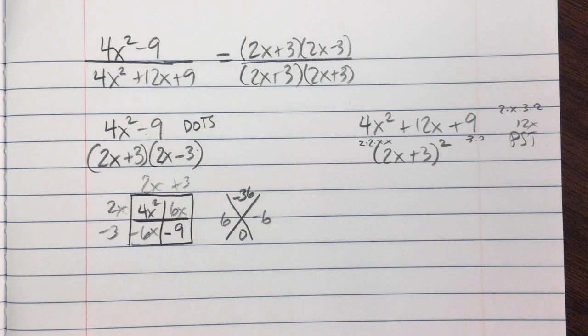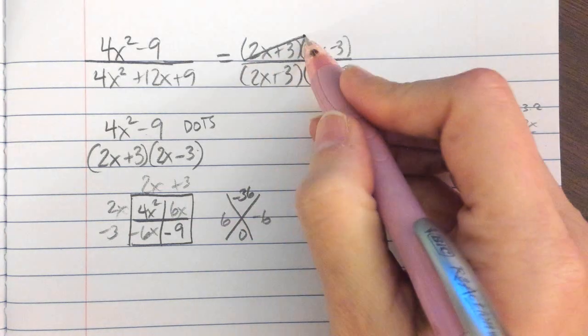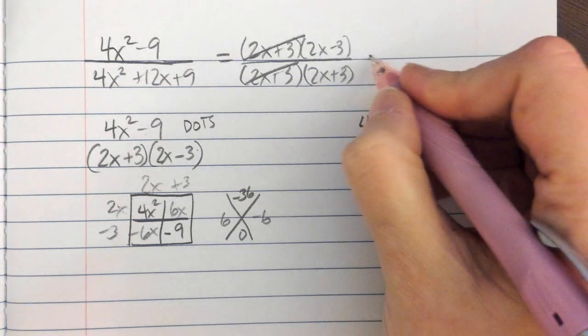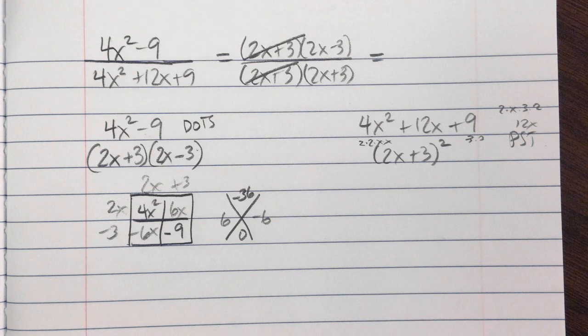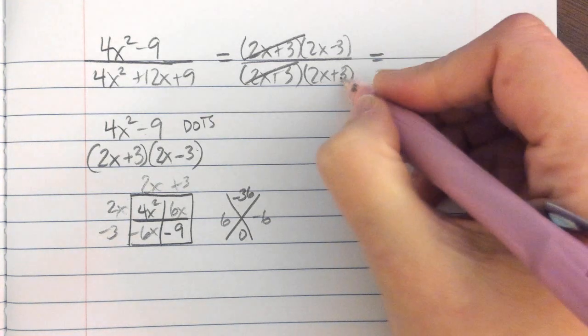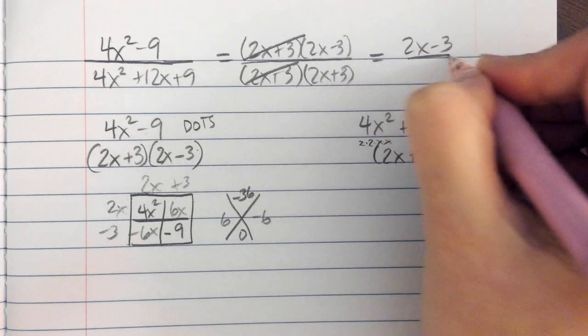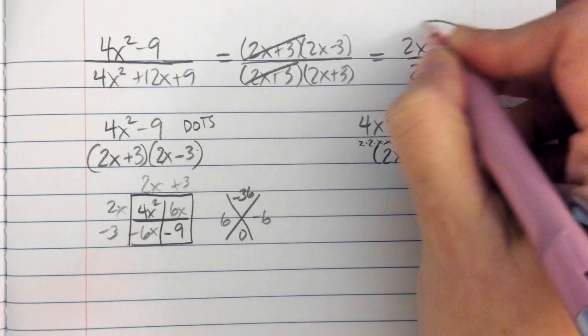Now, do you see anything that cancels? Well, I see right here this 2x plus 3 cancels. Do the 2x plus 3 and 2x minus 3 cancel? No, because they're not the exact same thing. So all that's left is 2x minus 3 over 2x plus 3.